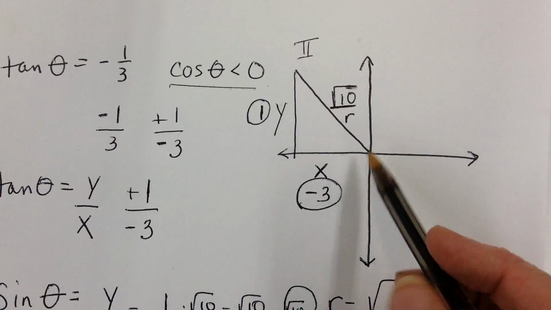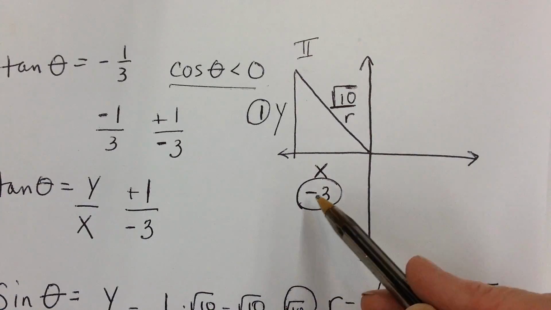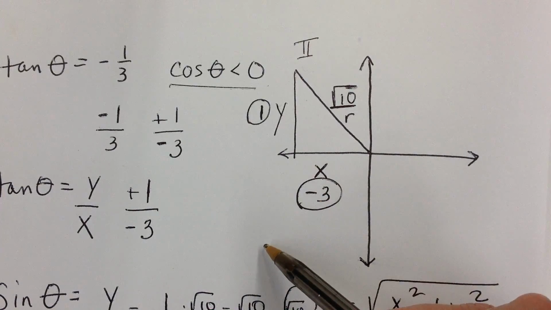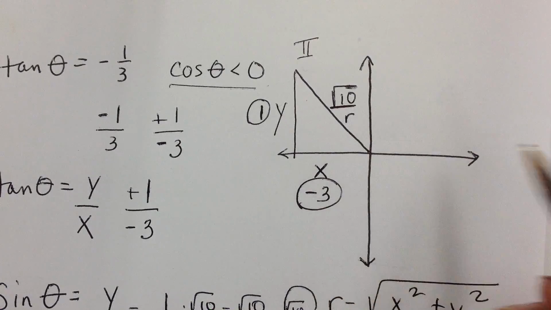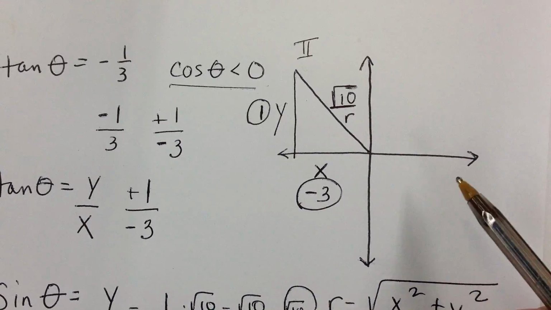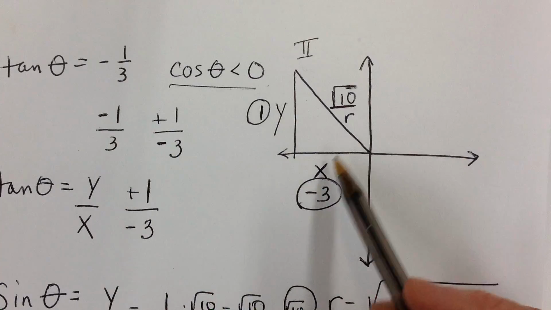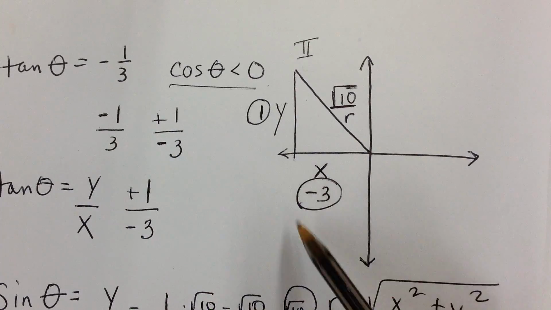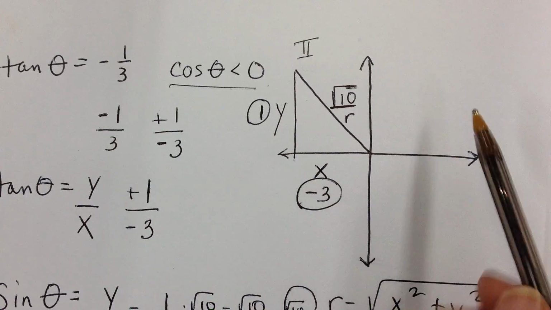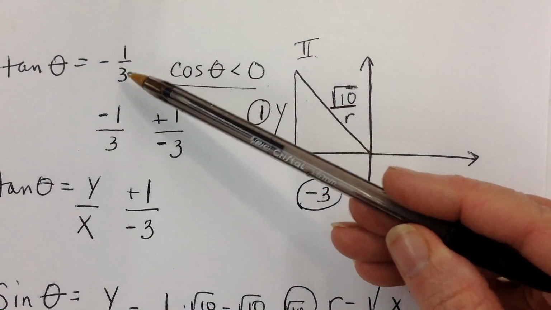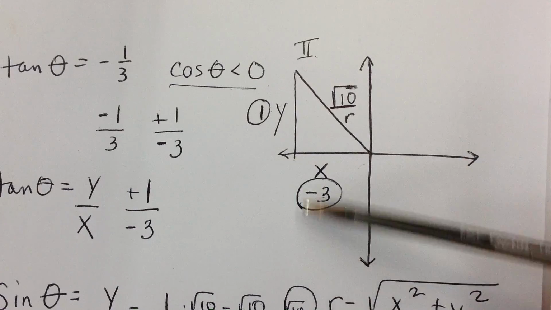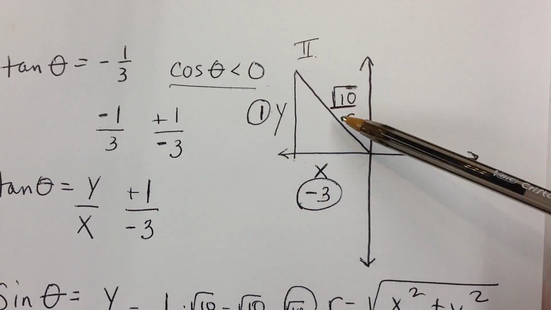Because if you were down in quadrant 3, both the x and the y are negative, and therefore cosine would be positive. Tangent would be positive too. If you were down here in quadrant 3, tangent would be positive. So that's the reason why I knew I was in quadrant 2, because tangent was negative. Tangent is positive in quadrant 3. So that told me the reason why it was in quadrant 2.